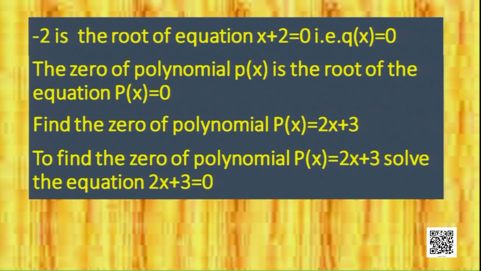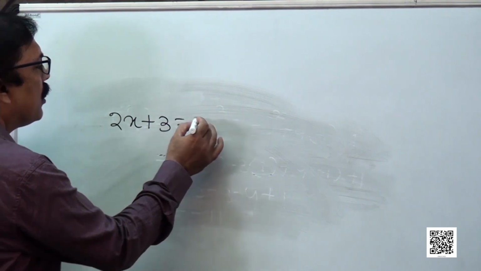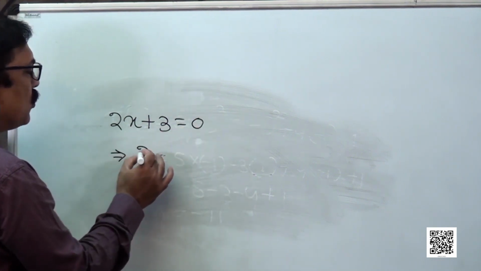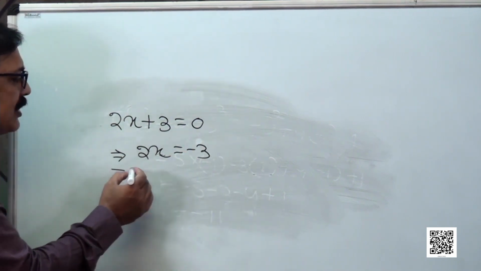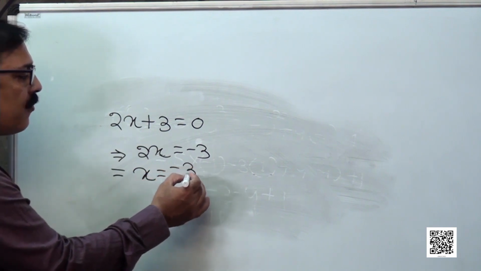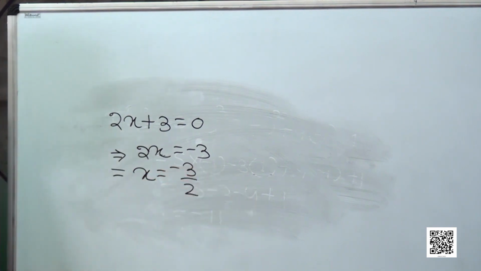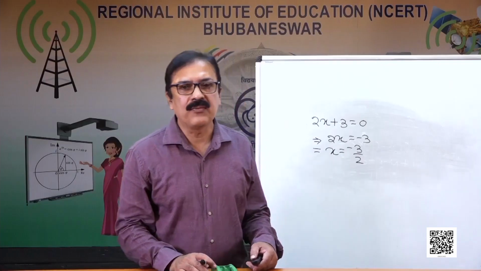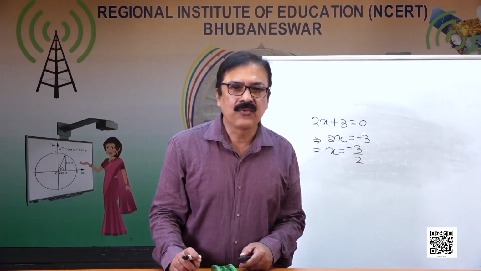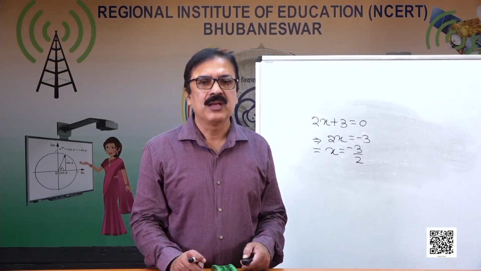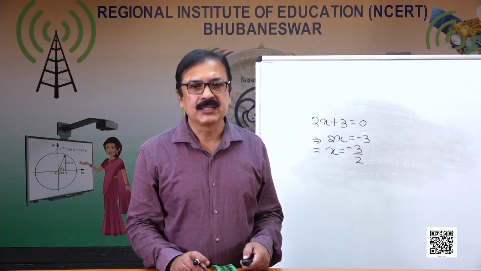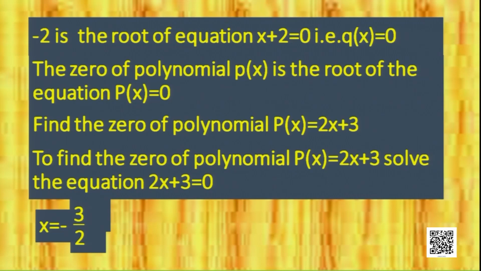Now let's solve it. 2x plus 3 is equal to 0. This implies 2x is equal to minus 3. Now what is x? x is equal to minus 3 by 2. So as this is the root of the equation 2x plus 3 equal to 0, this is also the 0 of the polynomial p(x). So x equal to minus 3 by 2 is the 0 of polynomial p(x).